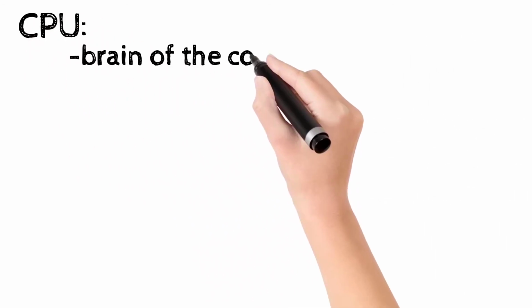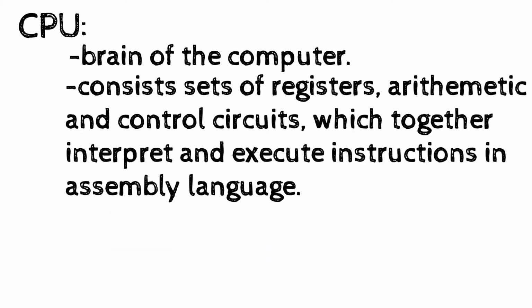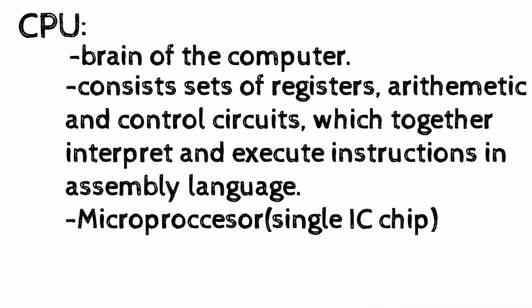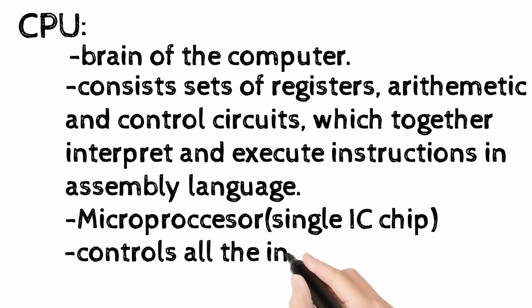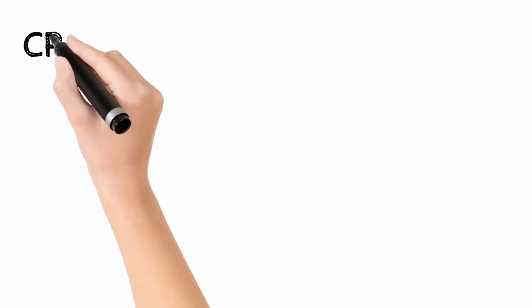CPU, Central Processing Unit, processes the information. It is the brain of the computer. It consists of set of registers, arithmetic and control circuits which together interpret and execute instructions in assembly language. CPU is fabricated as a single IC chip and is also known as microprocessor. It controls all the internal and external devices and performs the arithmetic logic operations.